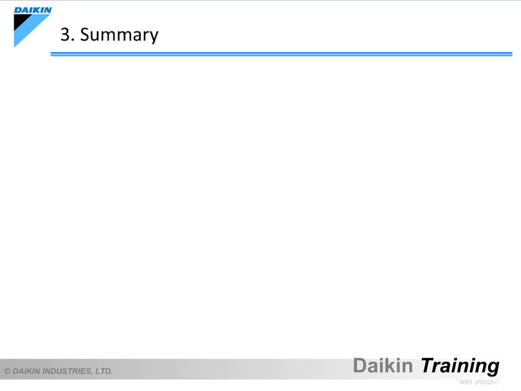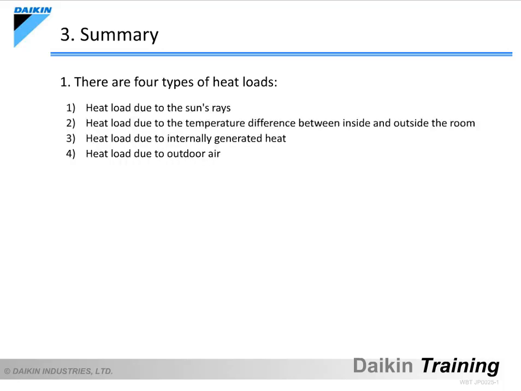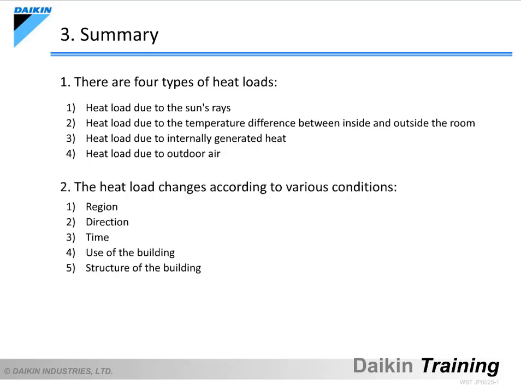Here is a summary of heat load calculation. There are 4 types of heat loads. These 4 types are calculated in heat load calculation. Heat load changes according to the region, direction, and time. It also differs with respect to the use and structure of the building in question. These factors must be considered when calculating heat load.